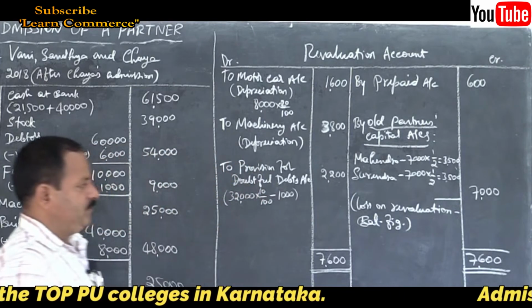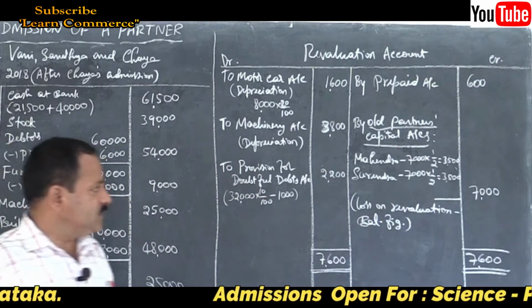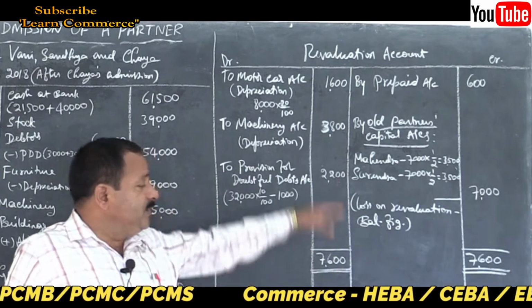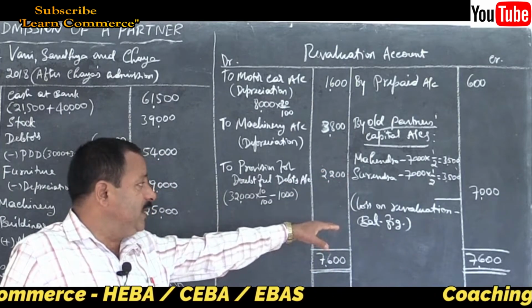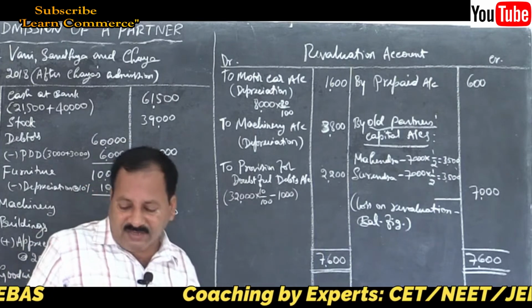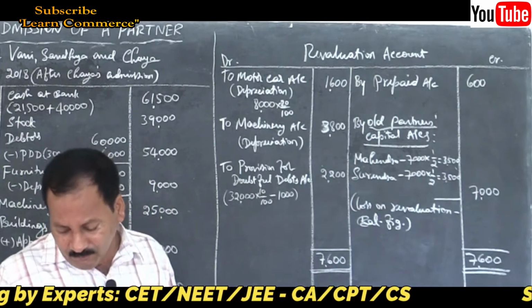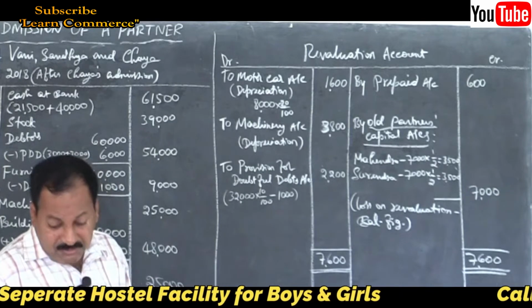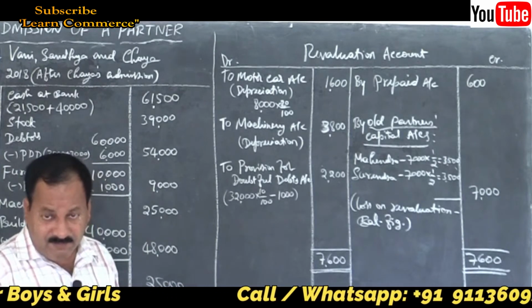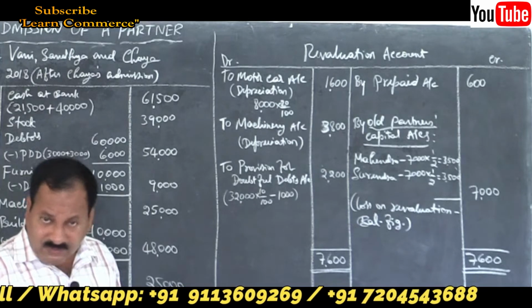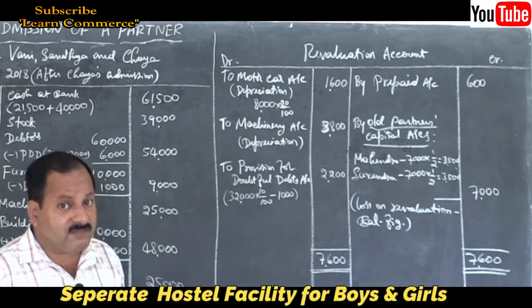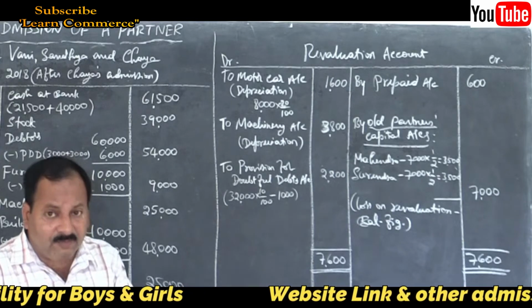Balancing figure. That's all. So, we have suffered a loss of rupees 7,000 distributed among the old partners only in their old profit sharing ratio of 1 by 2 and 1 by 2. Here, the new ratio is given. Old ratios are also given. We can easily calculate what? Sacrifice ratio. But whether it is required for us?